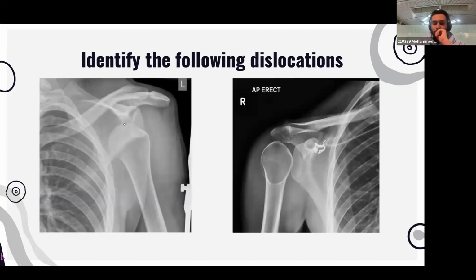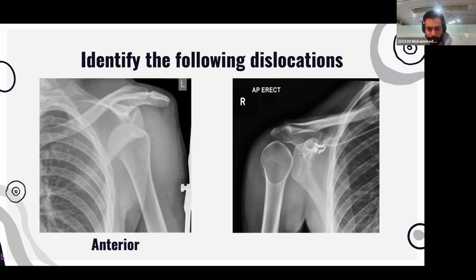Now we'll go into more of MSK stuff and fractures and dislocations, all these things. We're going to go quickly in these. That's the first one, and I will just tell you the important ones and the key things to remember about all of these. The first one, guys. Can someone tell me what this dislocation is? Is it anterior or posterior? Anterior dislocation. Good.